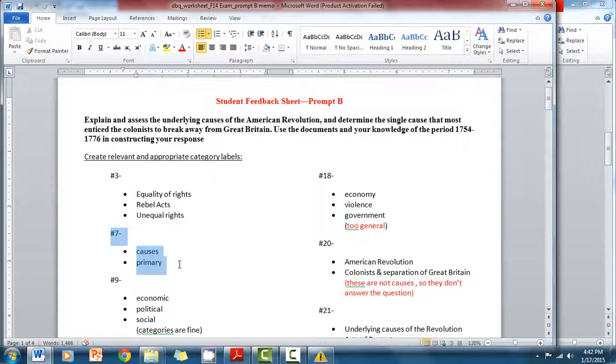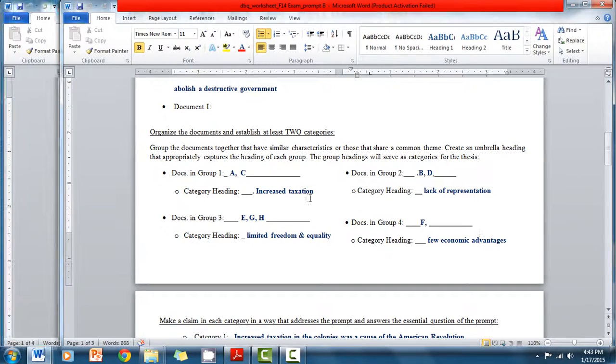Student number 7 here, they chose the category labels as causes and primary. Now, the primary question is asking us, what are the causes of the American Revolution? Each category label should in some way hint at the cause, or summarize the cause in some way. And so causes cannot be the name of a cause. I mean, what is the cause? Also, primary, I'm not sure what that means either. So make sure you understand the purpose of category labels and the steps you have to follow to get to the part of labeling the category.